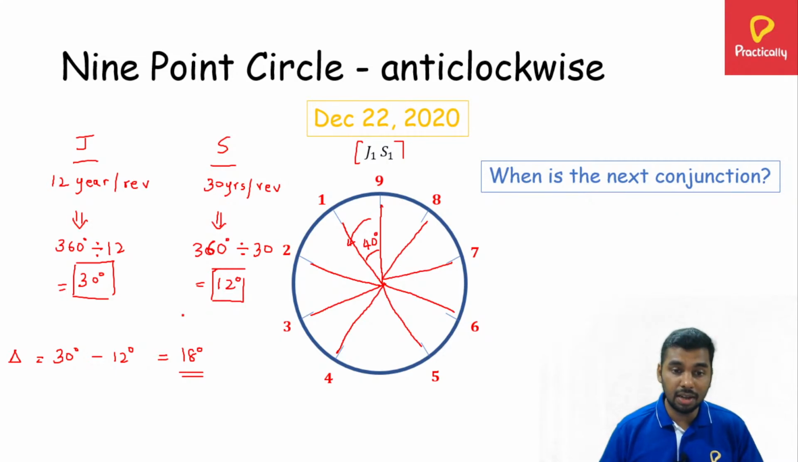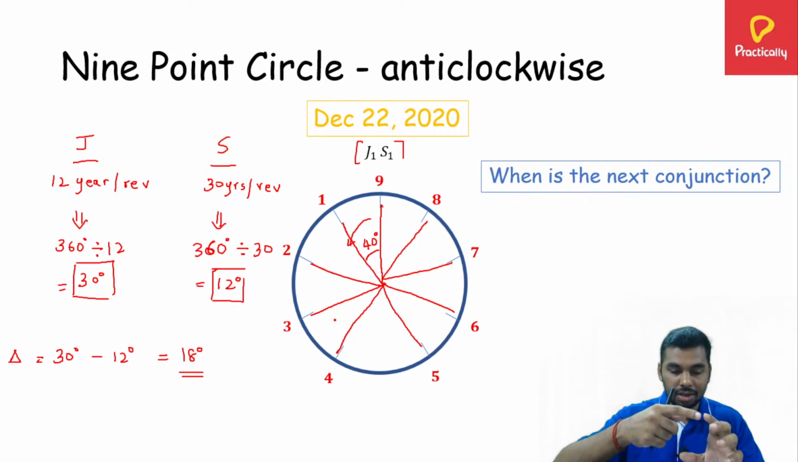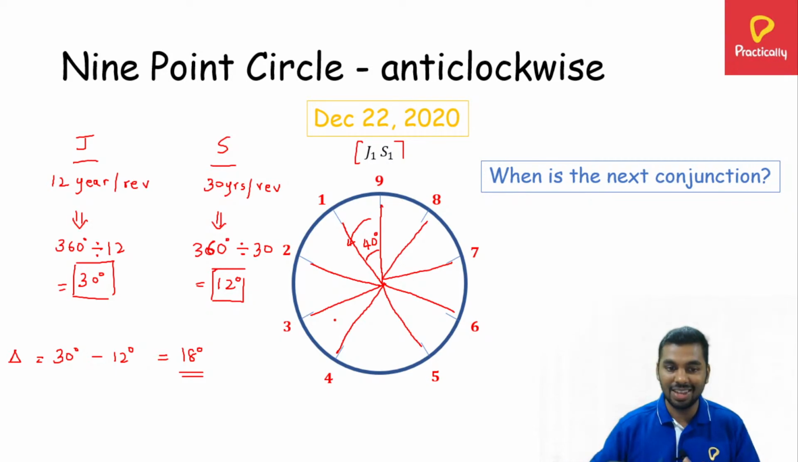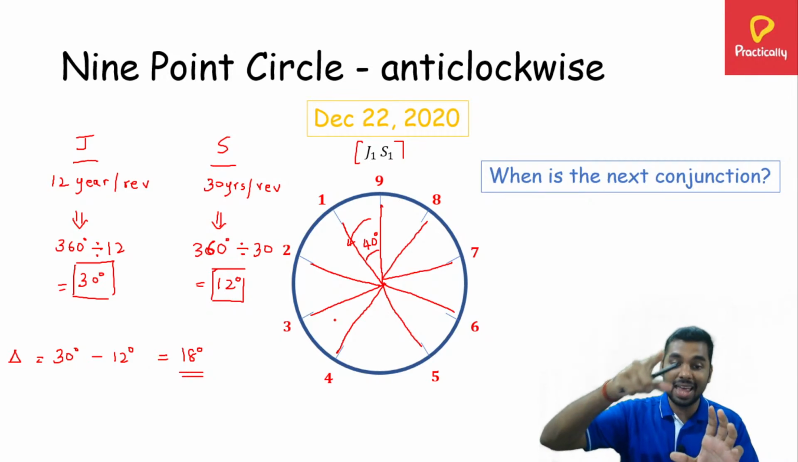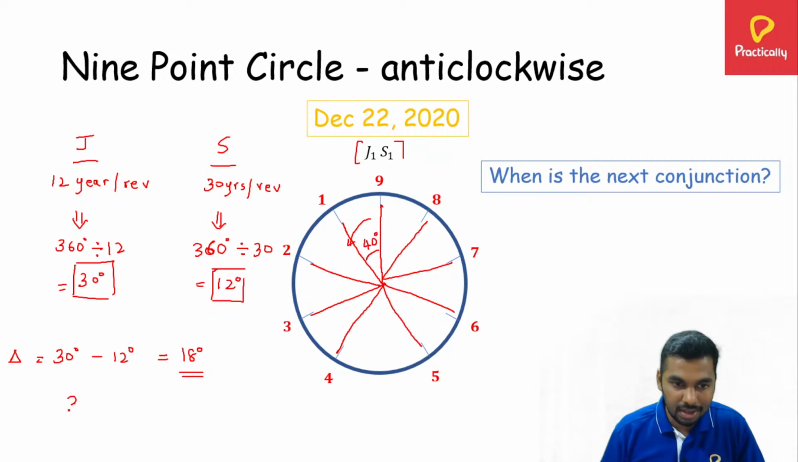Since it is going 18 degrees faster, and you have to find out when they are going to be aligning with each other, look at it as a running race between Jupiter and Saturn. Jupiter is 18 degrees faster than Saturn, which means Jupiter will complete one circle and then catch up with Saturn at some place. Now you have to find what is that position where it catches up. And you will see that it catches up exactly at 360 degrees divided by 18. This is a little bit more technical mathematics.